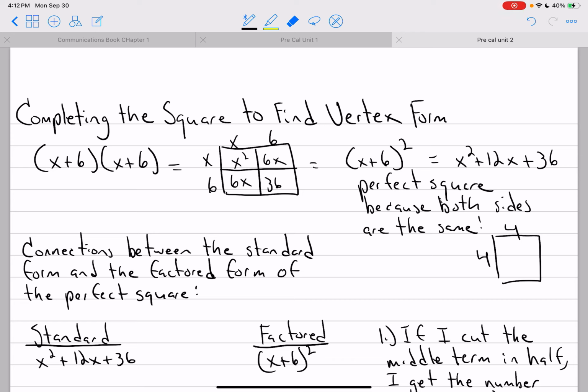All right. Let's talk about... No, let's not do that. Let's talk about completing the square to find vertex form. So first we got to talk about completing the square. What in the heck is completing the square?